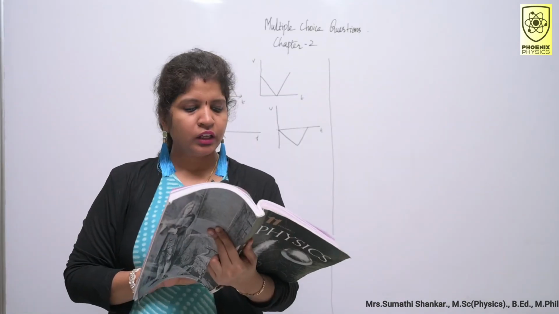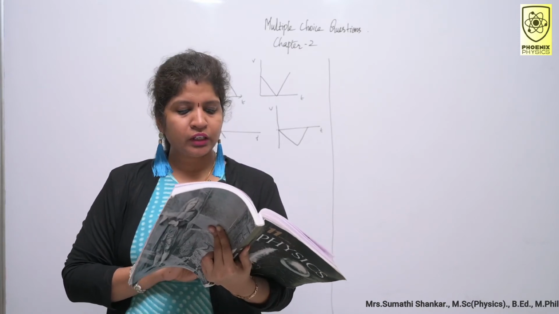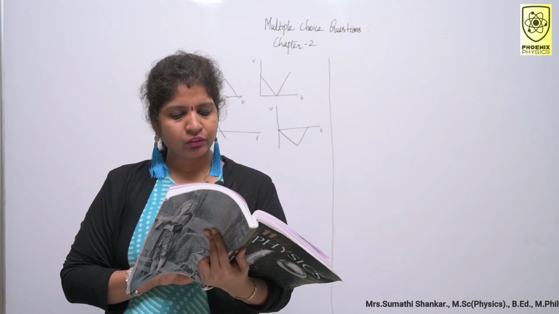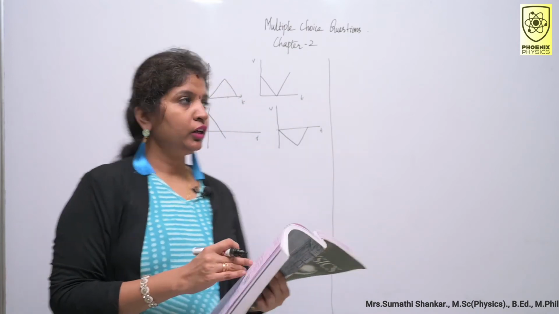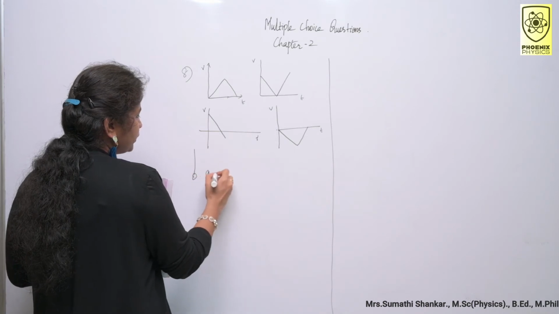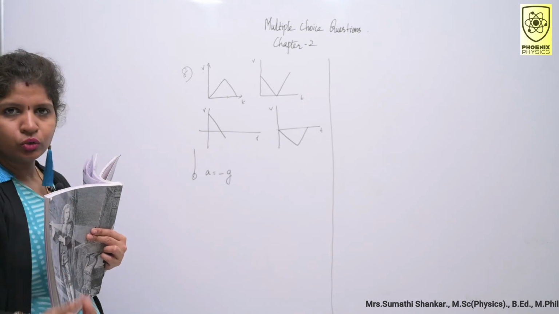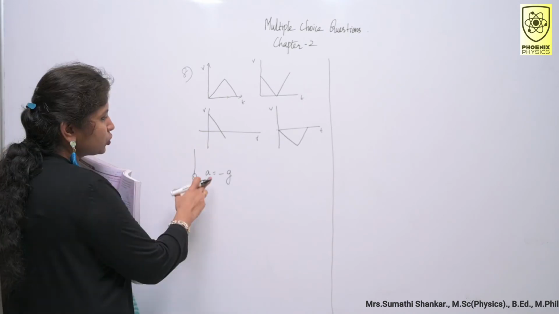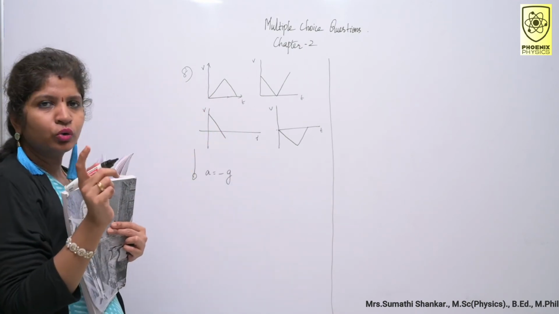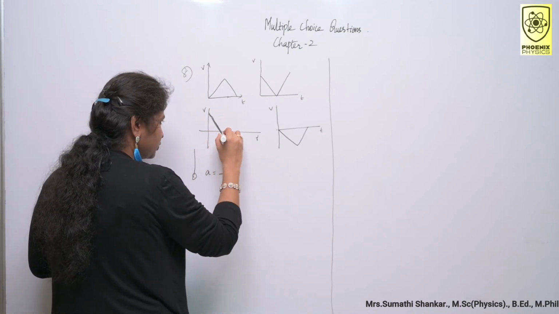Question number 8. A ball is projected vertically upward with a velocity v. It comes back to the ground in time t. Which v-t graph shows the motion correctly? The ball is thrown vertically upward, which means a is equal to minus g. The ball is attracted towards the earth due to the earth's gravitational force. So here a is minus g. Which one gives the negative slope? This graph gives a negative slope because the velocity is decreasing like this.